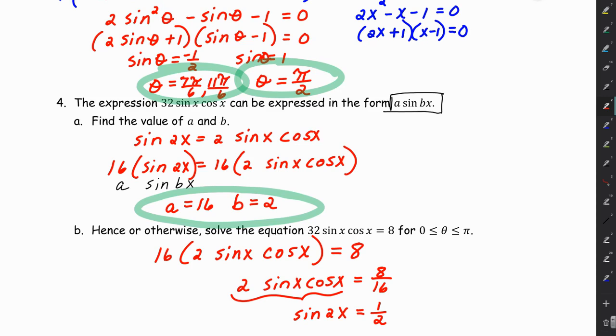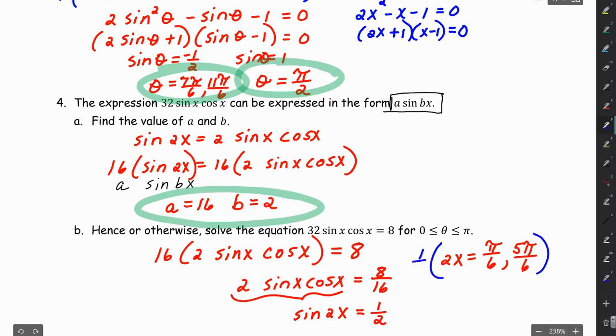We want to see on the unit circle, where is the sine equal to a half? If you look at your unit circle, the sine is equal to a half at either pi over 6 or 5 pi over 6. Multiply both sides by 1/2 to solve for x, and we get x equals pi over 12, and x equals 5 pi over 12. And that does fit into our domain of between 0 and pi, so we have 2 solutions for part B.